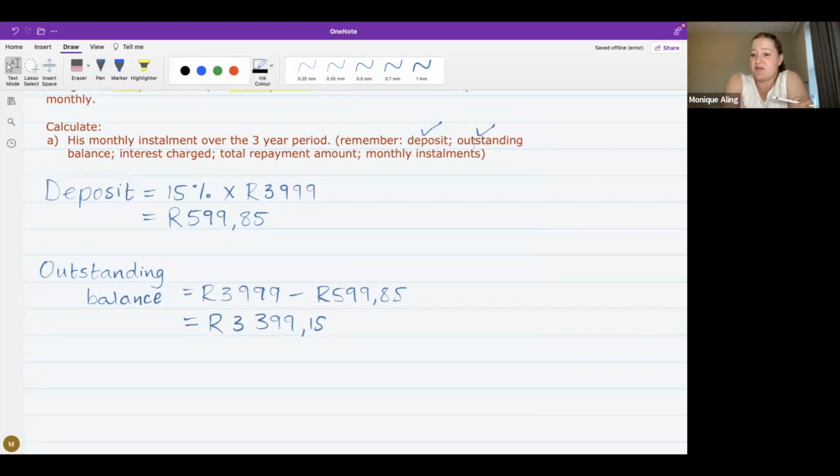Now, the next thing we need to do is take what is still outstanding and add interest to it. Because he's technically loaning this money, he needs to pay interest. How are we going to work out the interest amount? Can anyone tell me? How do we work out how much interest is going to be charged? Any takers?